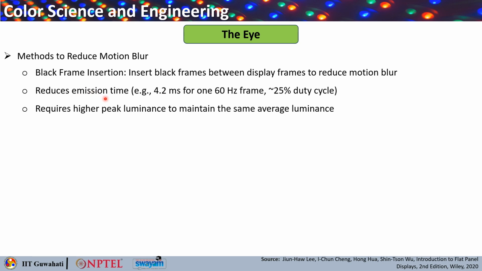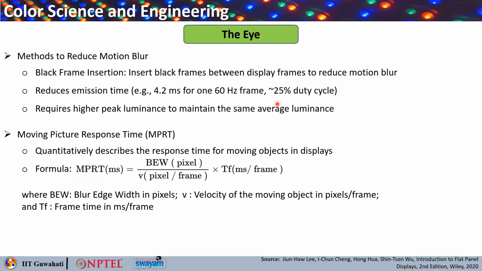You can also think of reducing the emission time. That means you can think of 4.2 milliseconds for one 60 hertz frame, that is typically around a 25% duty cycle. So the time the display or the light will be on is now only 25%, that means the duty cycle, the on time over the actual time period. And it also requires higher peak luminance to maintain the same average luminance, because now you have reduced the duty cycle.